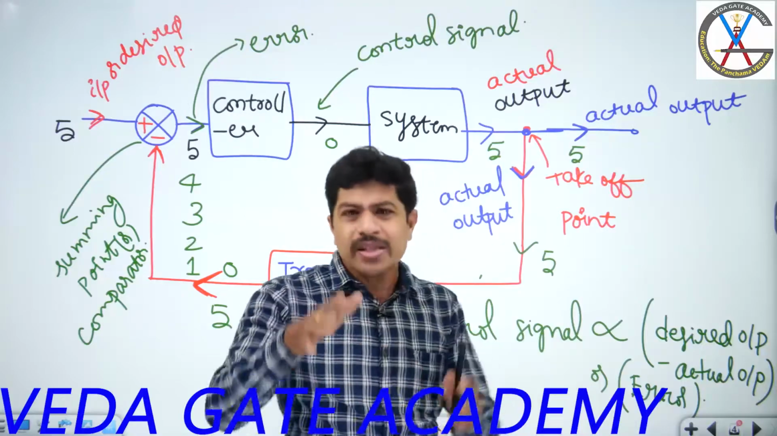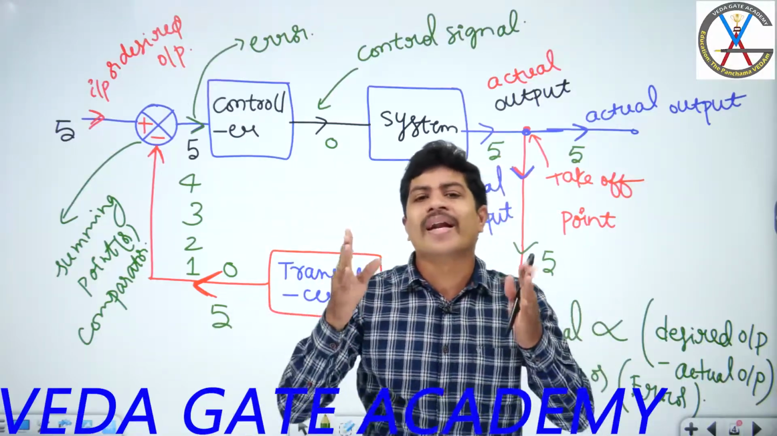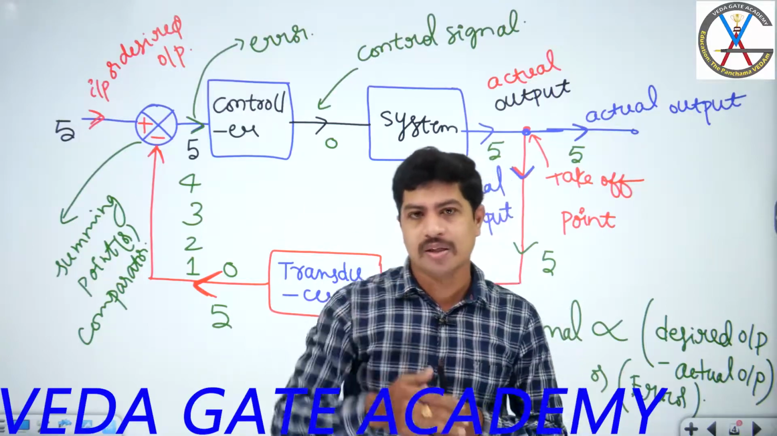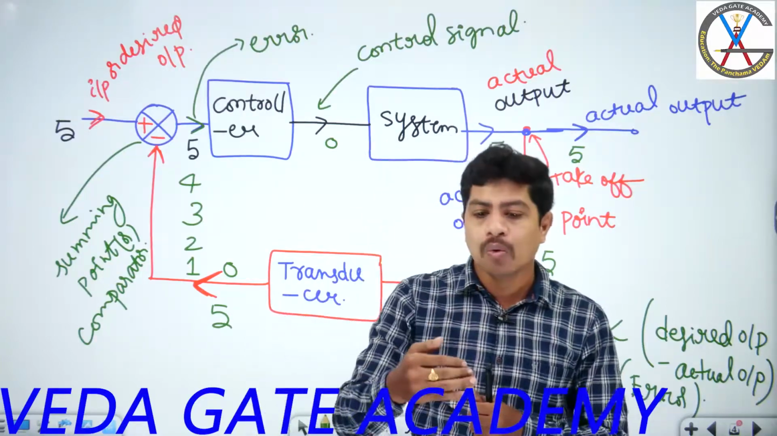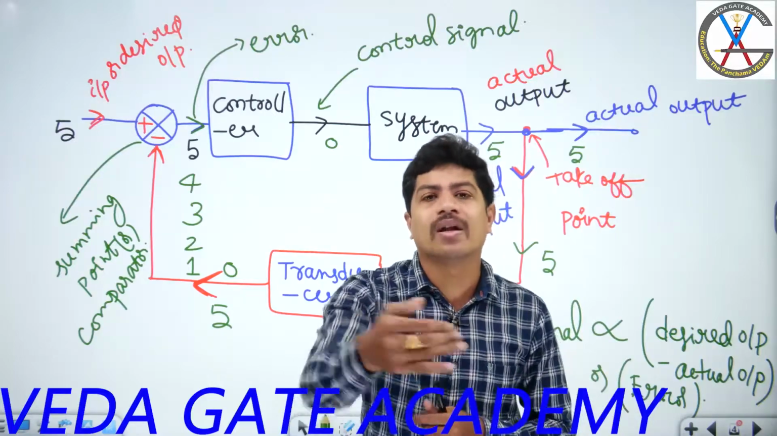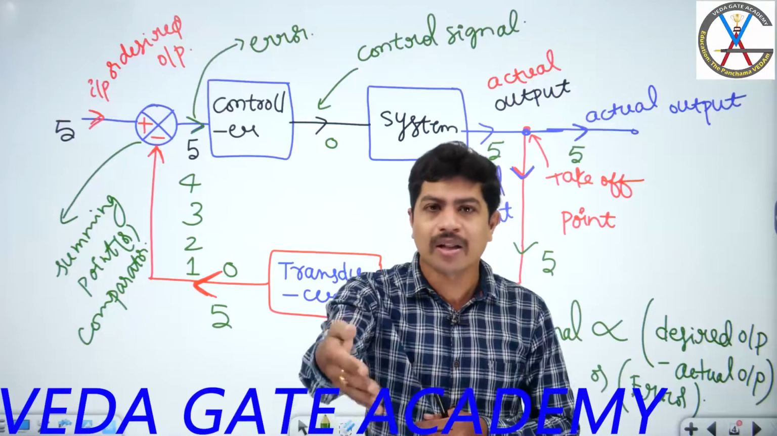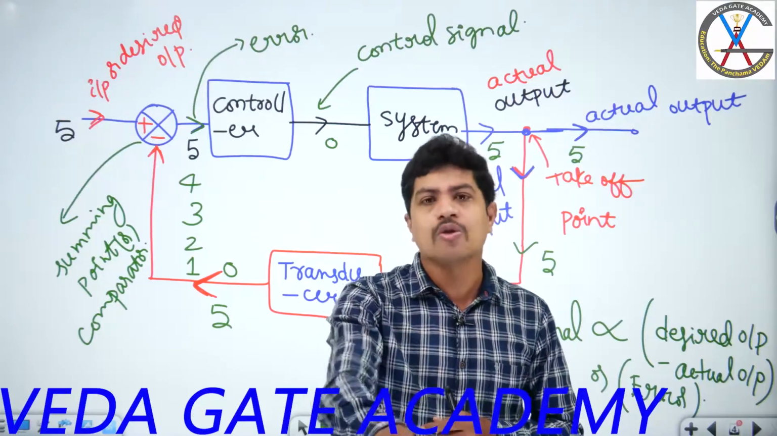See, simply take the human brain as an example. You want to touch some object. What will you do? You go there. You move forward. You will see the difference. If there is further difference, you will move further. If there is no difference, yes sir, you stop there.